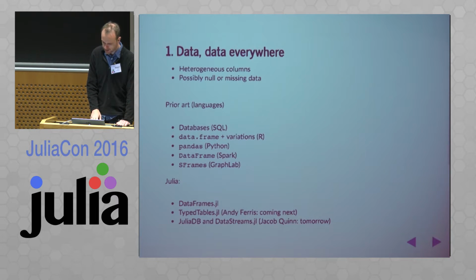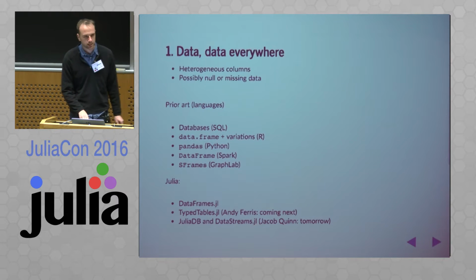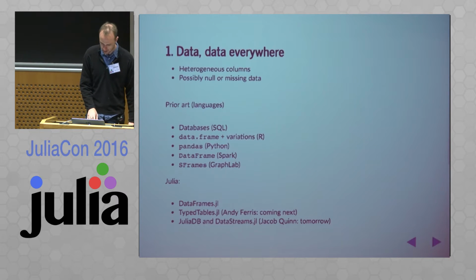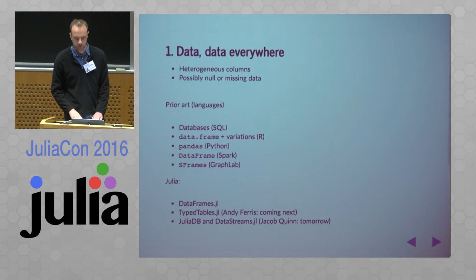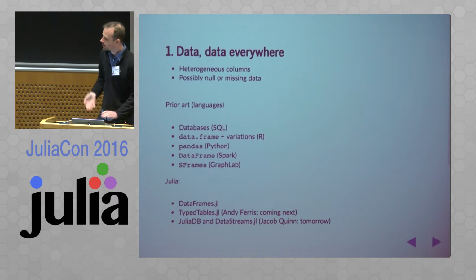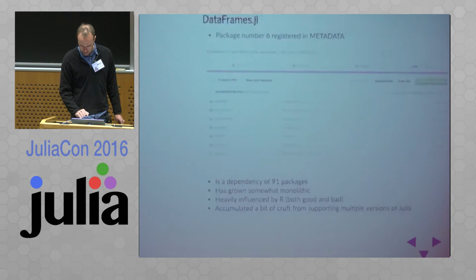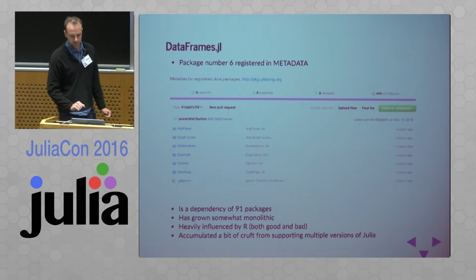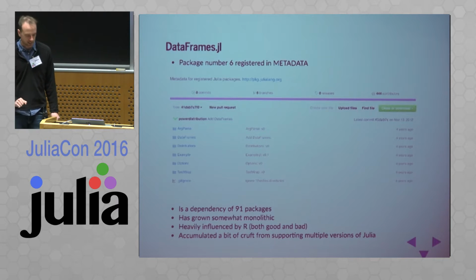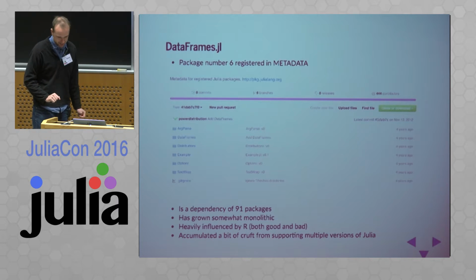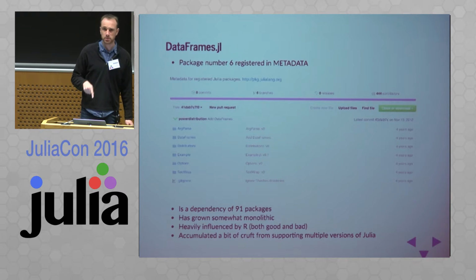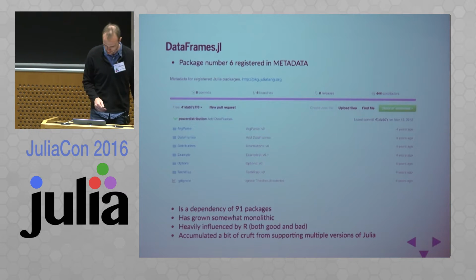And in Julia, there's been a couple of approaches to this. The oldest by far is data frames. And then obviously I'll plug the other two, type tables, really next, and the JuliaDB and the data stream stuff, which Jacob's talking about tomorrow. And there's been a few other things as well on the way. So data frames itself is very old. In fact, it's package number 6, registered in metadata. And that includes example, so really 5 of the useful packages.